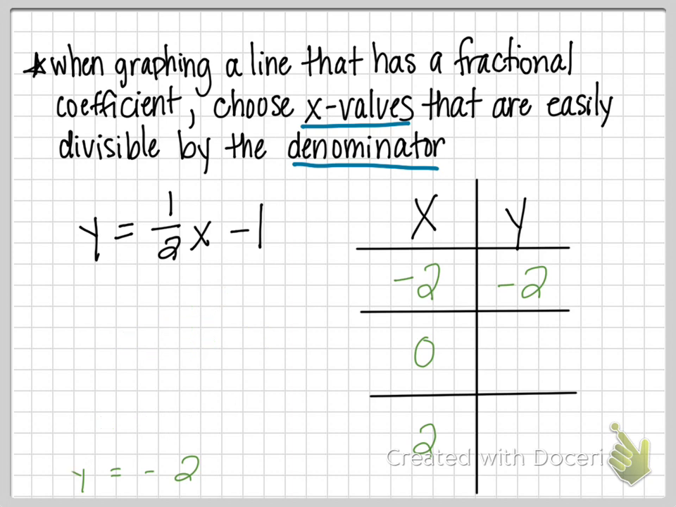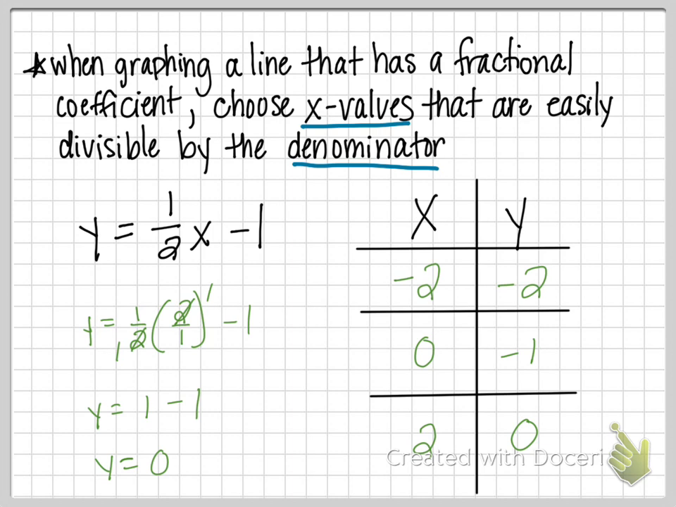Let's plug in 0. If x equals 0, y equals 1/2 times 0 minus 1, which is 1/2 times 0 is 0 minus 1. So y equals -1. And finally, let's plug in our +2. Y equals 1/2 times 2 over 1 minus 1. Cross simplify here, and we end up with y equals 1 minus 1. Y equals 1 minus 1 is 0.